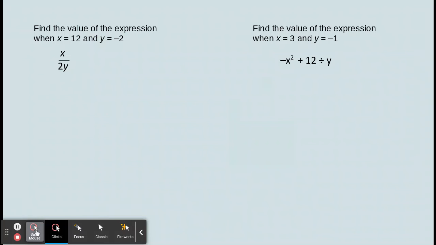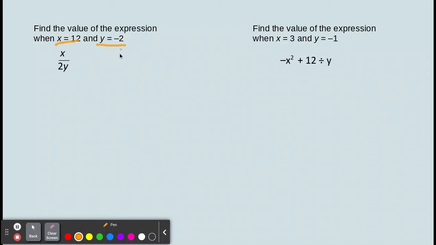All right, some hints on the practice problems. Remember, when we evaluate an expression and we are given these values for x and y, we have to substitute those in. Okay, so wherever we see an x, we have to put a 12. Wherever we see a y, we have to put in a -2. So our expression becomes 12 divided by 2 times a -2. So then you can evaluate that and then you should find your answer.